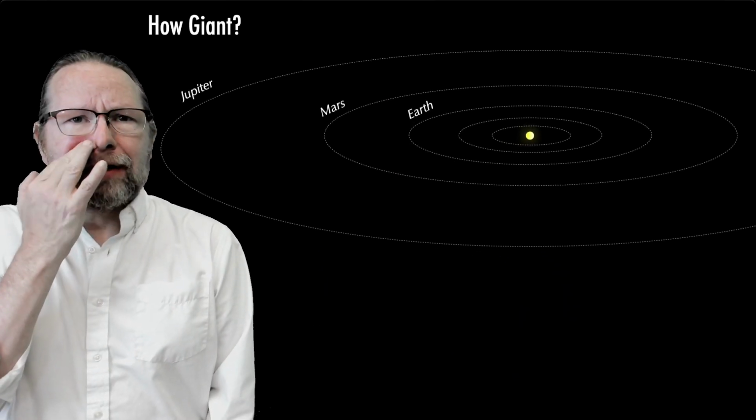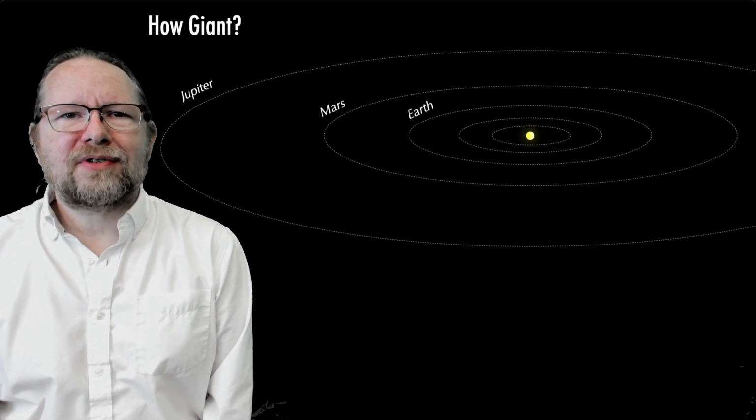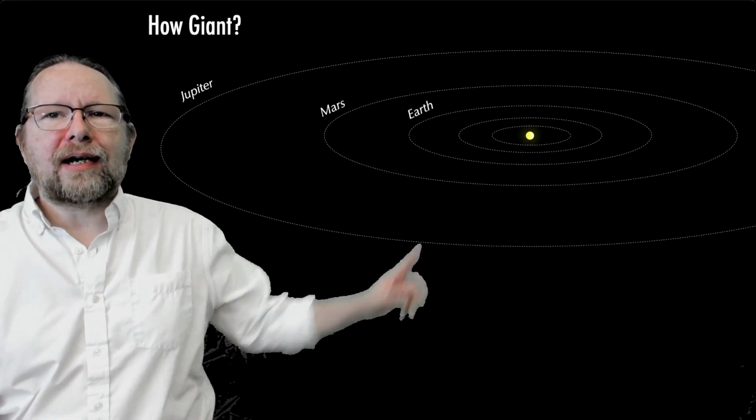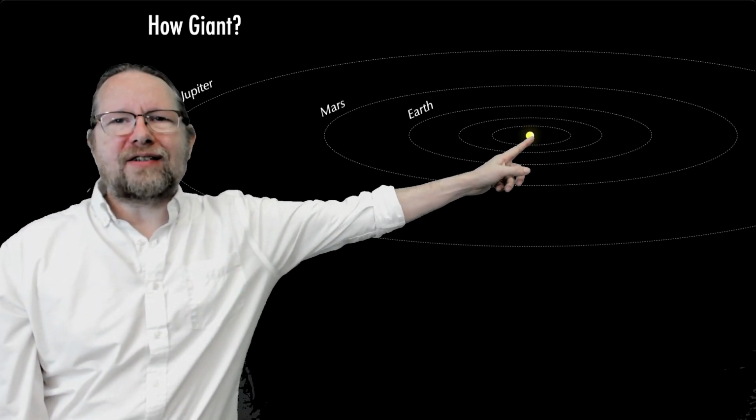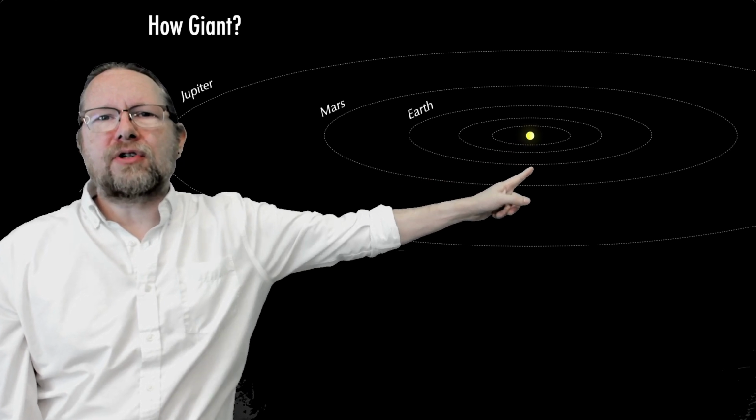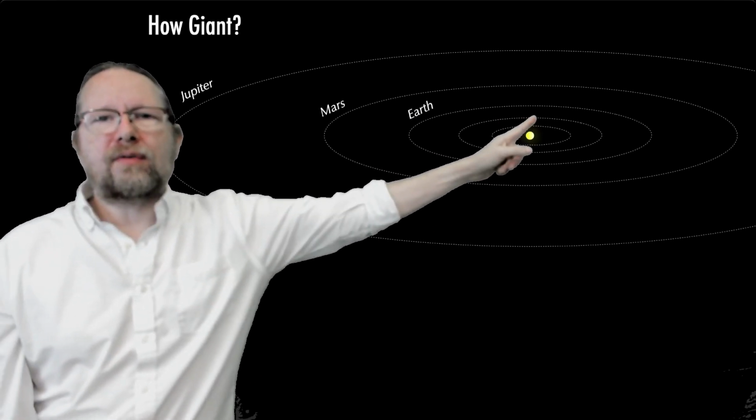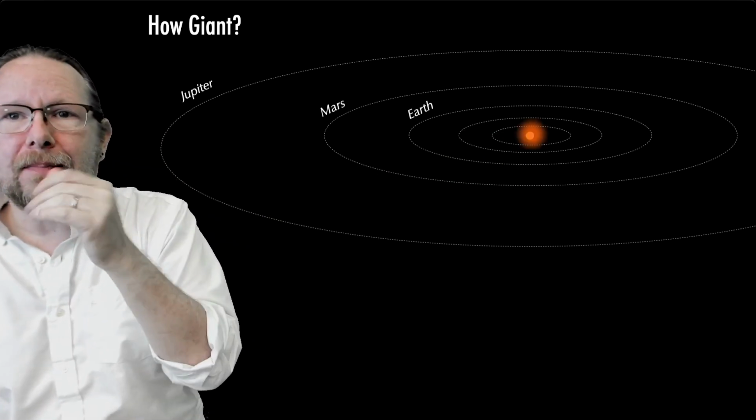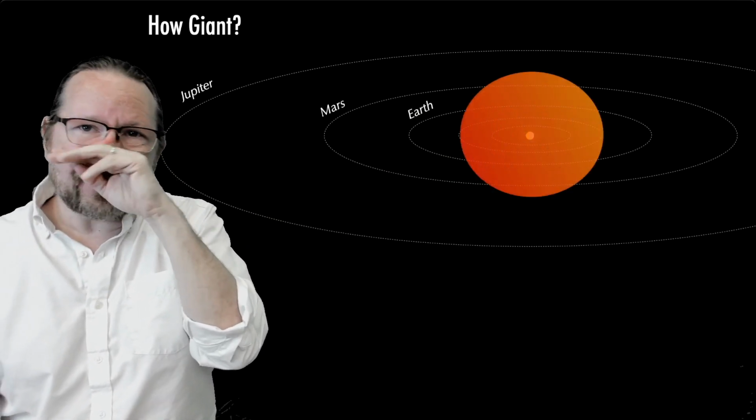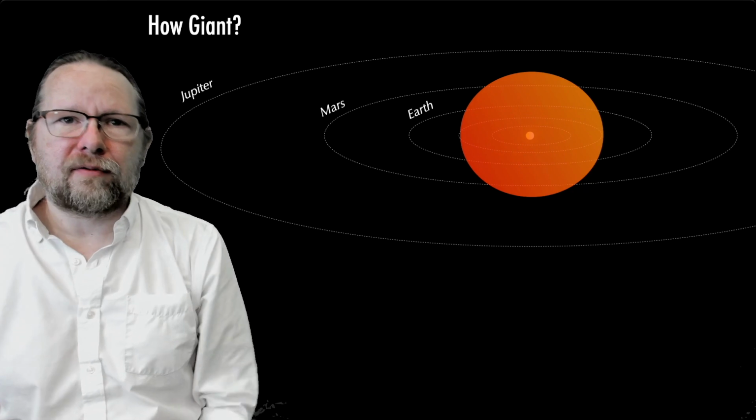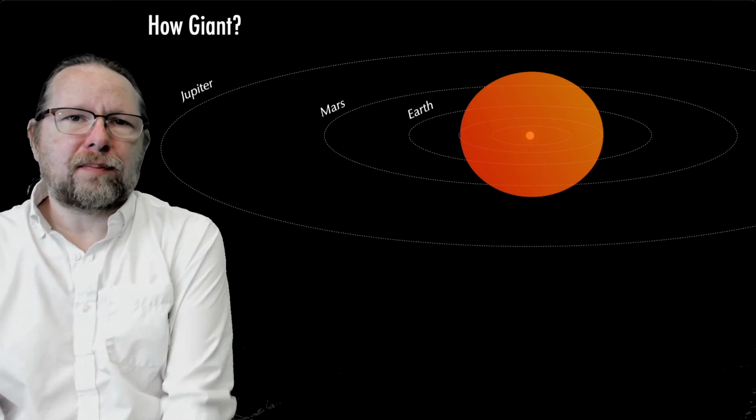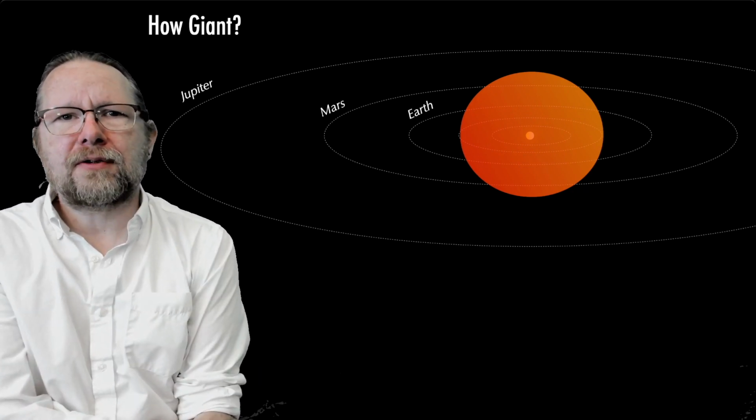How big are we talking about when we say a giant? Well, the sun right now, if this was to scale, would be just a tiny, tiny dot. So here are the orbits of Mercury, Venus, Earth, Mars, and Jupiter relative to the sun. When the sun becomes a subgiant, it might get as big as the orbit of Mercury or Venus. By the end of its giant phase, it might be as big as the orbit of Venus.